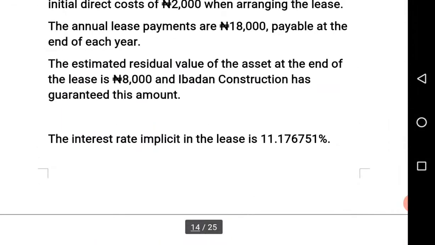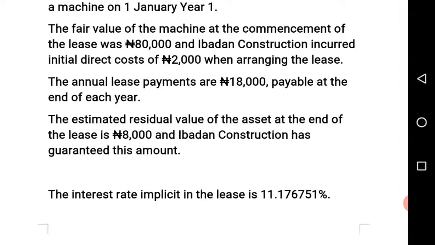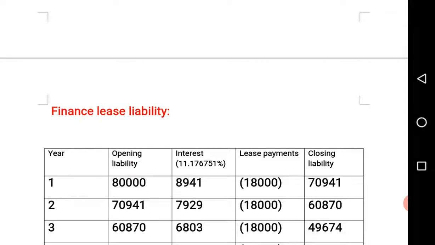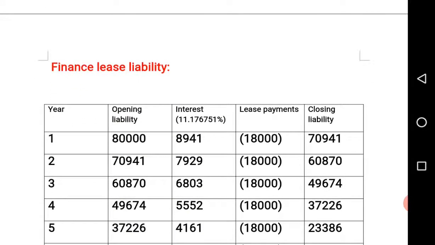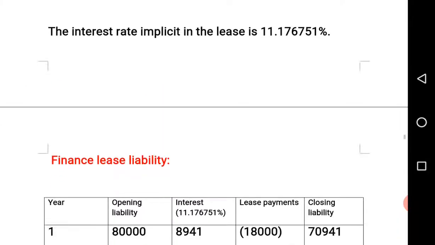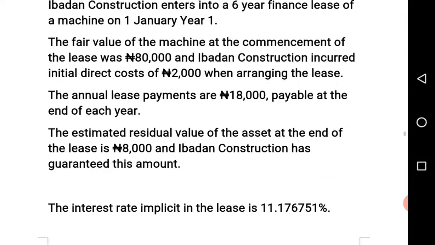So we start from the fair value of the machine at commencement of the lease, which is 80,000. It will come as the opening liability, 80,000 down here. The interest rate implicit in the lease is 11.176751% given in the question above, of 80,000, which gives us 8,941. Then we have a constant lease payment of 18,000 naira per annum.